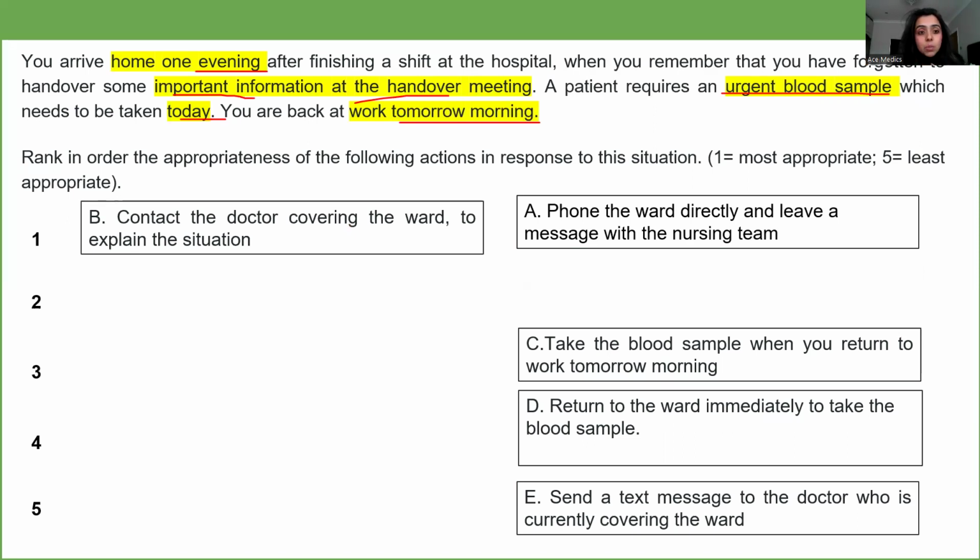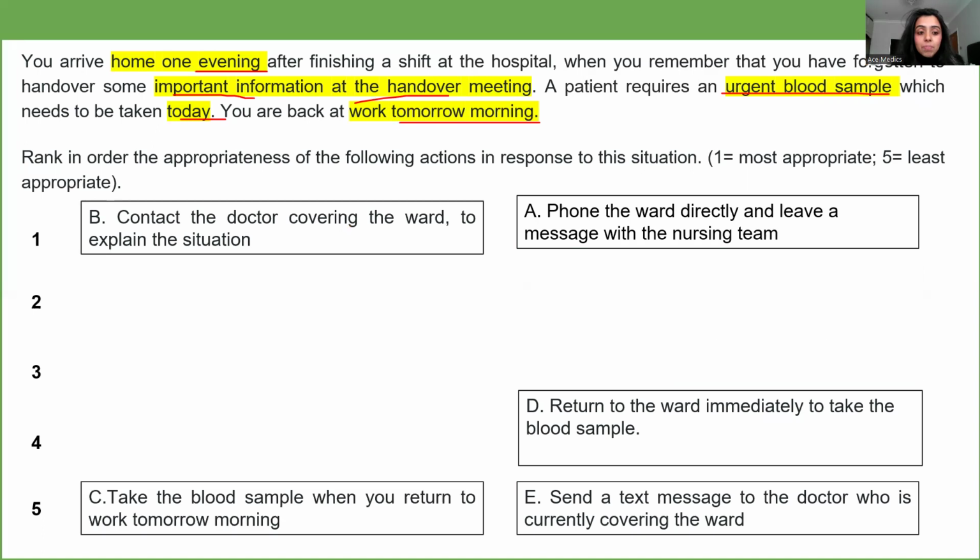The reason is that this will allow an adequate handover and ensure that the blood test gets done in a timely manner, and it maintains patient safety. The least appropriate option would be to take the blood sample when you return to work tomorrow morning, because the question stem is telling you that this blood test needs to be done today, and therefore you cannot wait till tomorrow. For example, this could be a potassium check that needed to be repeated, and if it was left until the morning, you could be leaving a hyperkalaemic patient, and they could have a cardiac arrest. So clearly, this is the most inappropriate thing to do.